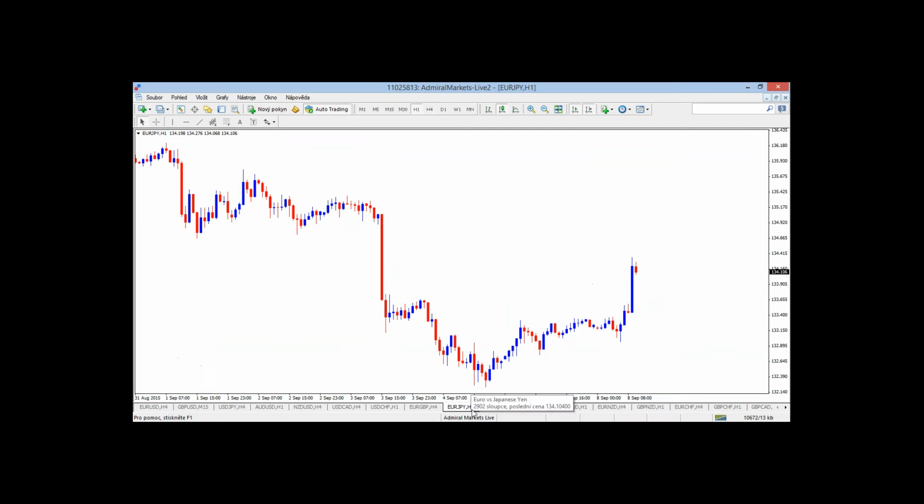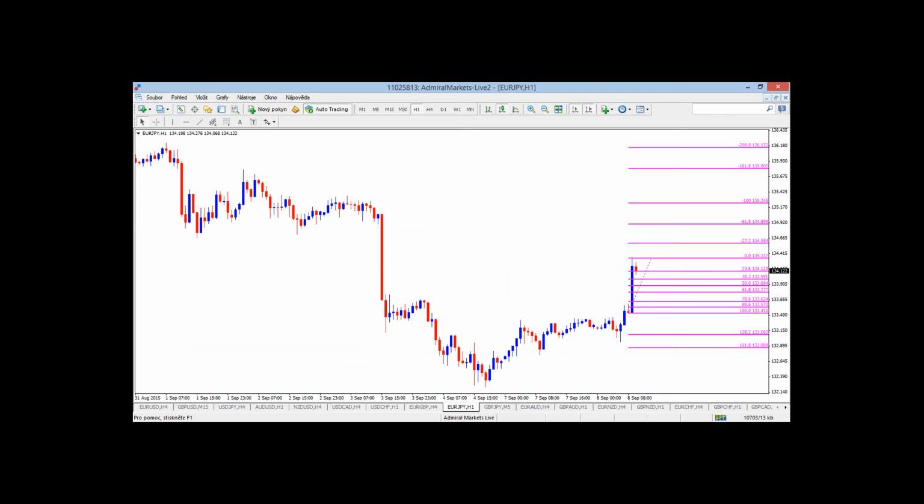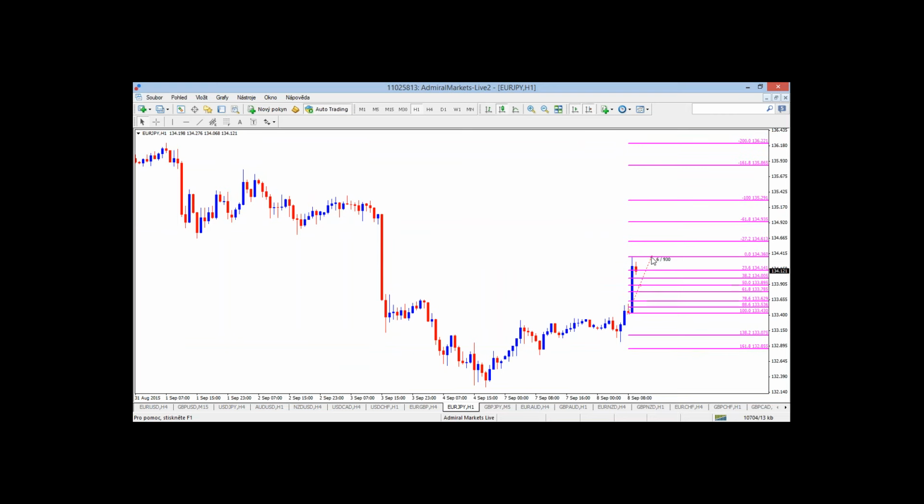Let's see. Euro yen. Very strong hourly candle. Kind of retracing a bit that hourly candle. So considering the strength of that candle, some more upside might not be very strange. Putting a fib on this hourly candle.